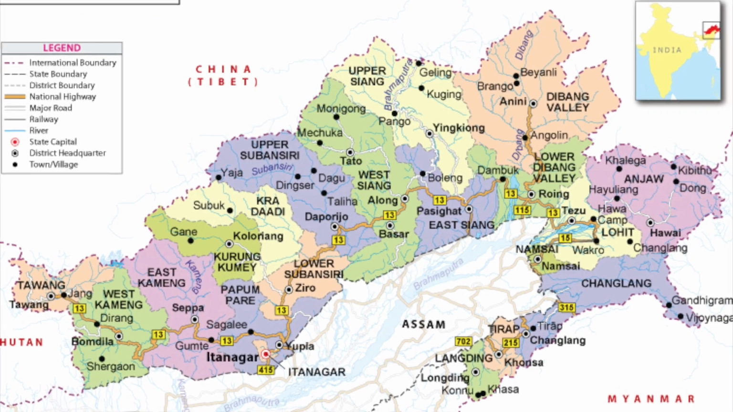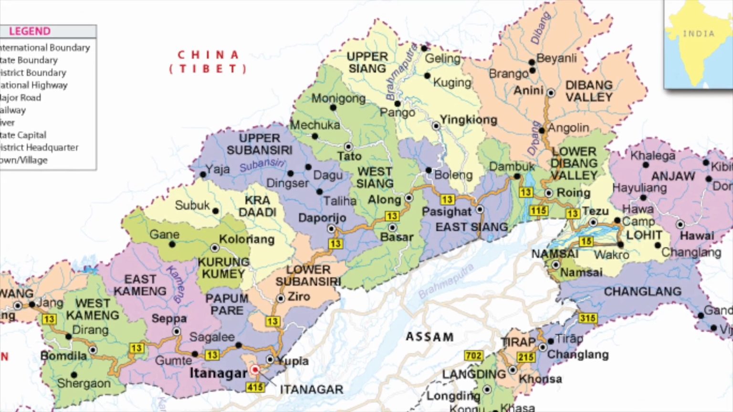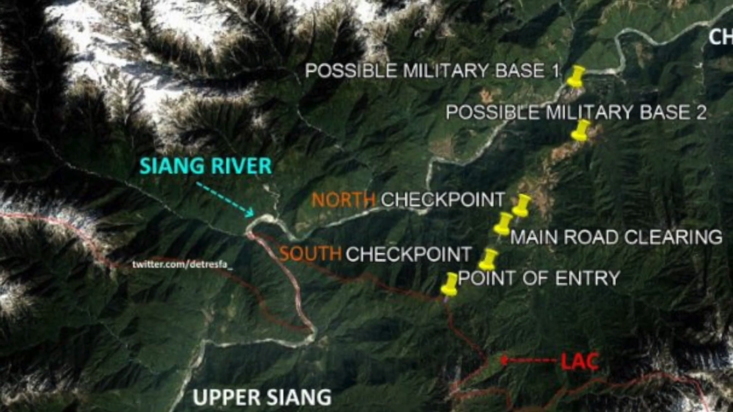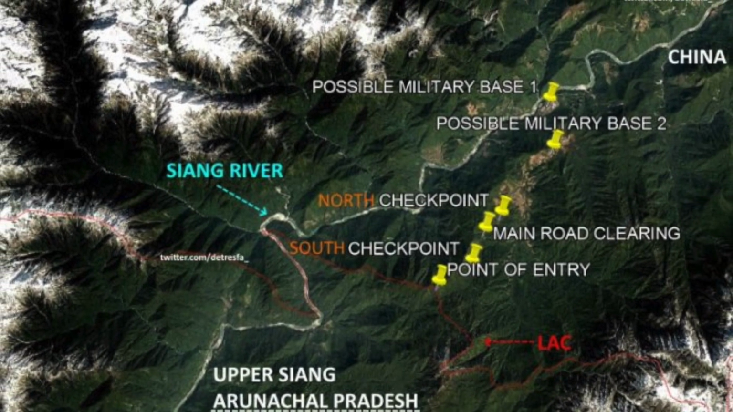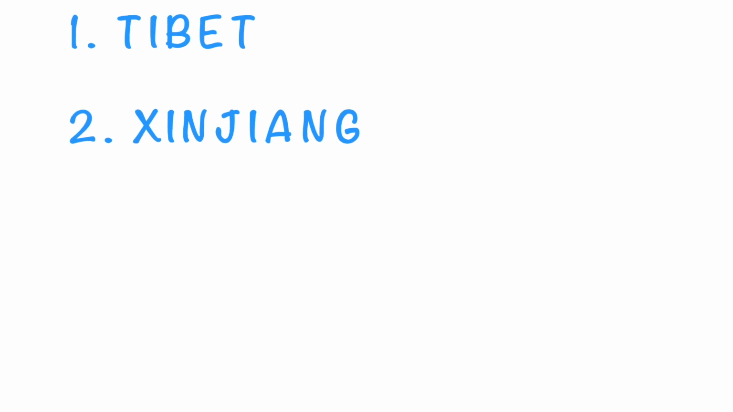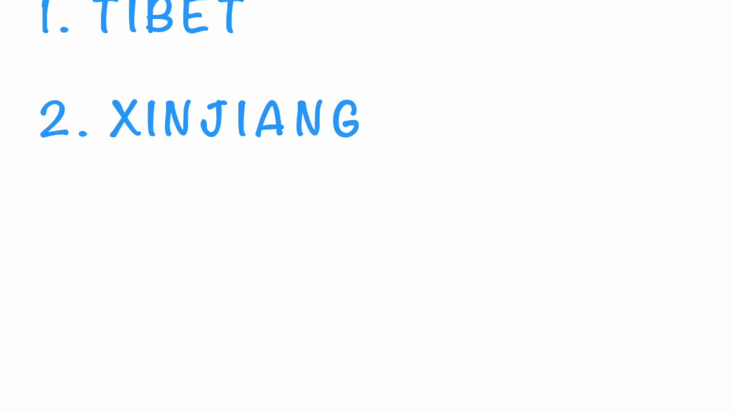Now, though, China are putting down their claims and have built roads and fences on the border and repeatedly claim it is their land. The next region is the Xinjiang province.